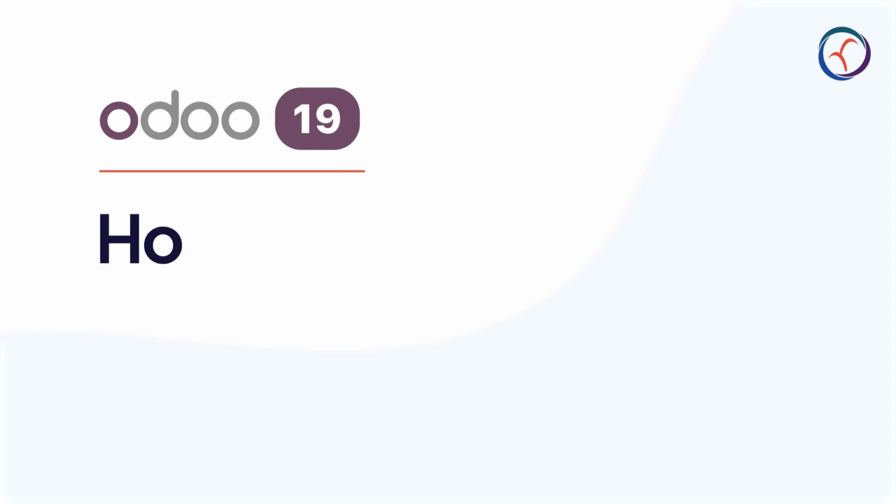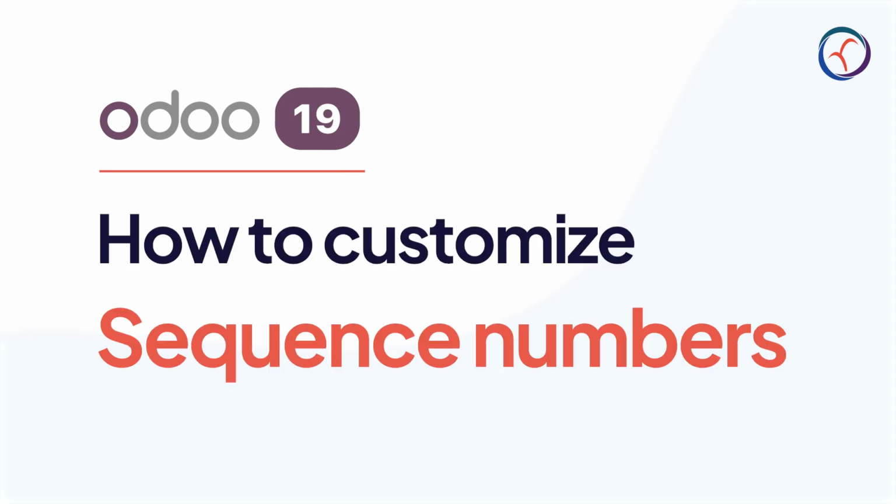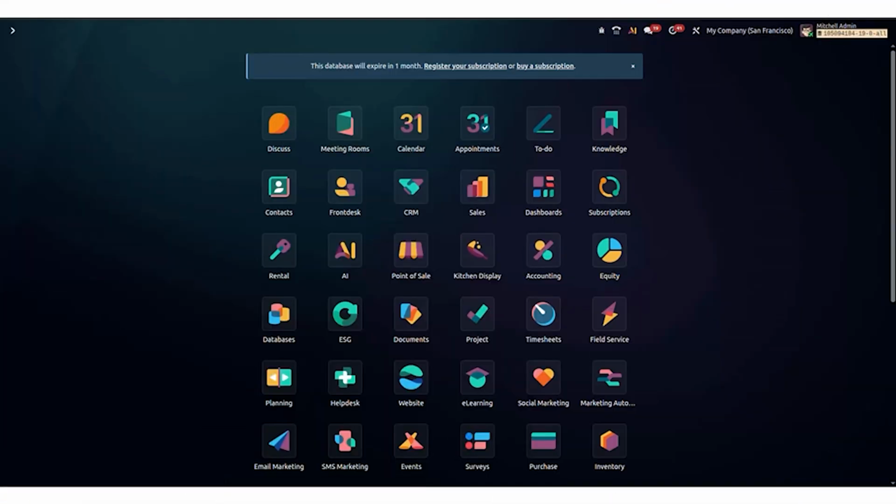Hello everyone. In this video, we are going to explore how to customize sequence numbers for sale orders, purchase orders, and other documents in Odoo 19. At first glance, sequence numbers might seem like a small detail, but they play a crucial role in keeping files organized, traceable, and aligned with your business processes.